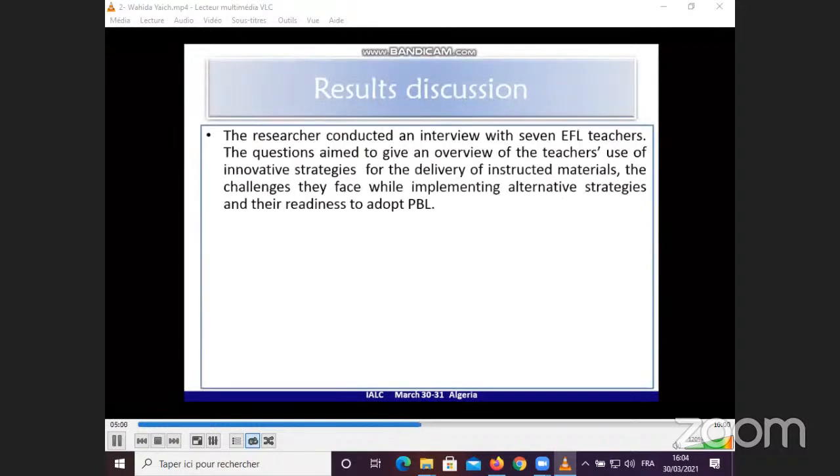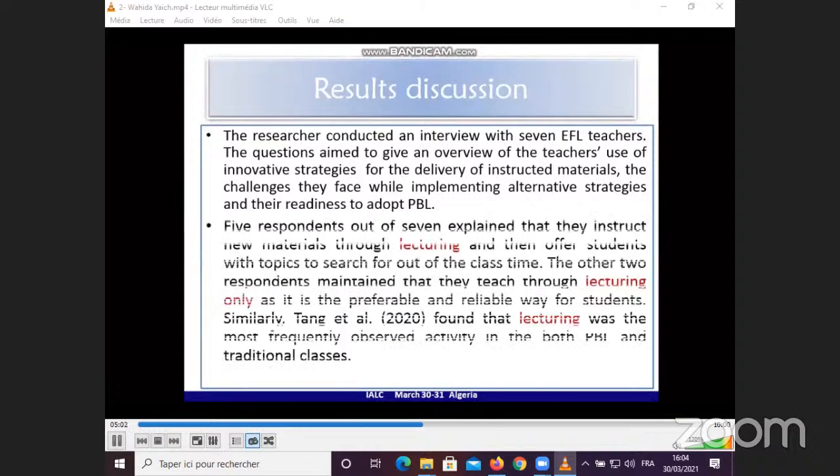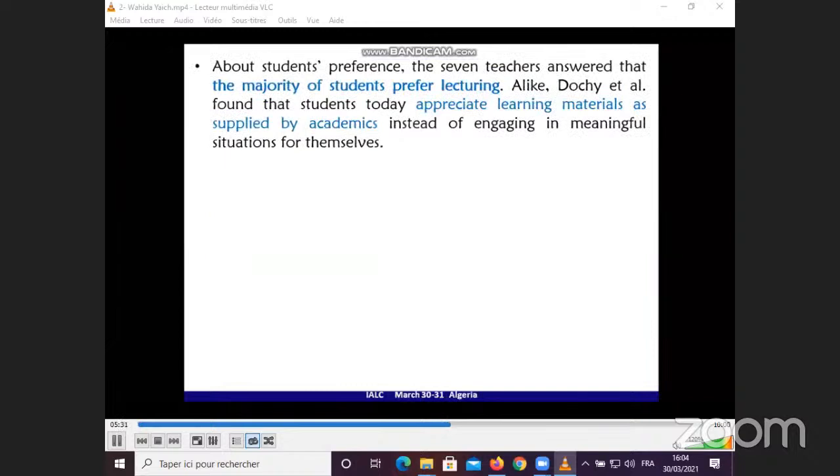The researcher conducted an interview with 7 EFL teachers. The questions aimed to give an overview of the teacher's use of innovative strategies for the delivery of instructed materials. 5 respondents out of 7 explained that they instruct new materials through lecturing and then offer students with topics to search for out of the class time. However, 2 respondents maintained that they teach through lecturing only as it is the preferable and reliable way for students. About the students' preference, the 7 teachers answered that the majority of students prefer lecturing.